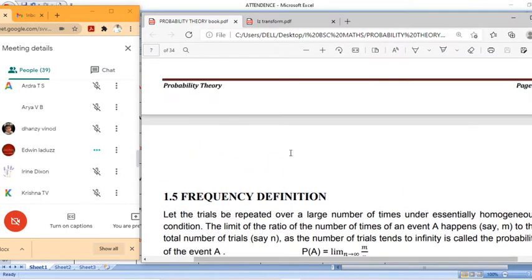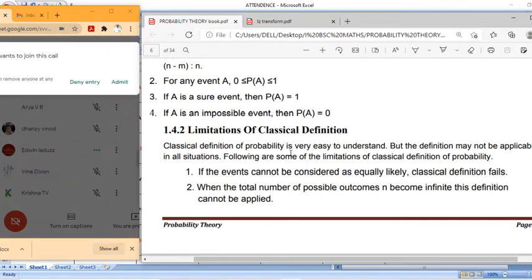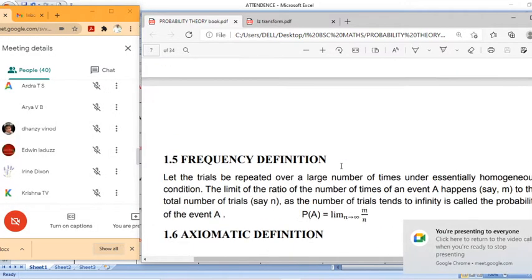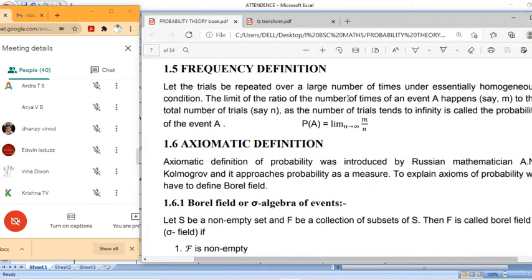So we have two limitations for the classical definition. Now we move to the second definition, that is frequency definition. Okay, so what is the specialty of frequency definition?